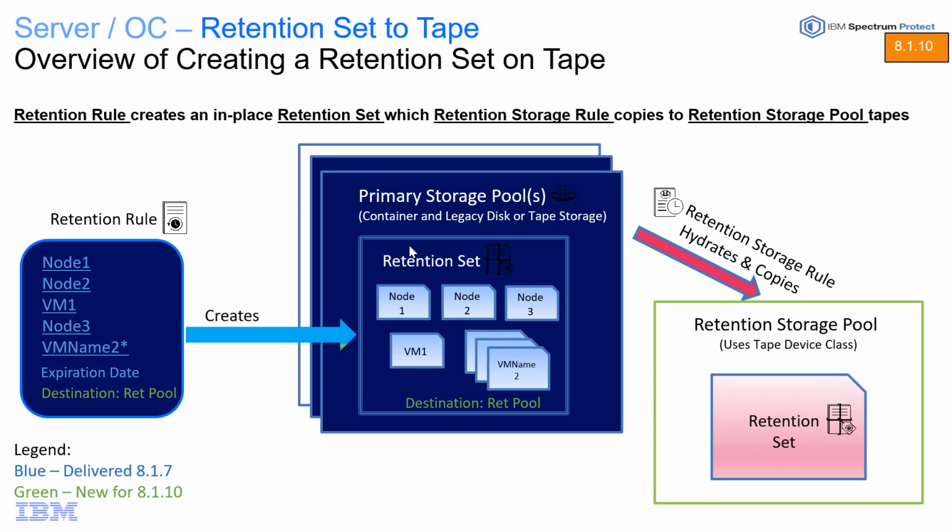If there is a retention storage rule associated, when that retention storage rule runs, it picks up any of the retention sets that have not yet been copied out to tape, and it hydrates them if they were deduped or encrypted or compressed. It writes them out to tape according to the retention storage pool that is pointed to by the retention storage rule. And now we have retention sets on tape as well as the original backups in their primary storage pool. Now, over time, the original backups will version off, and you will then only have the retention set out on tape.